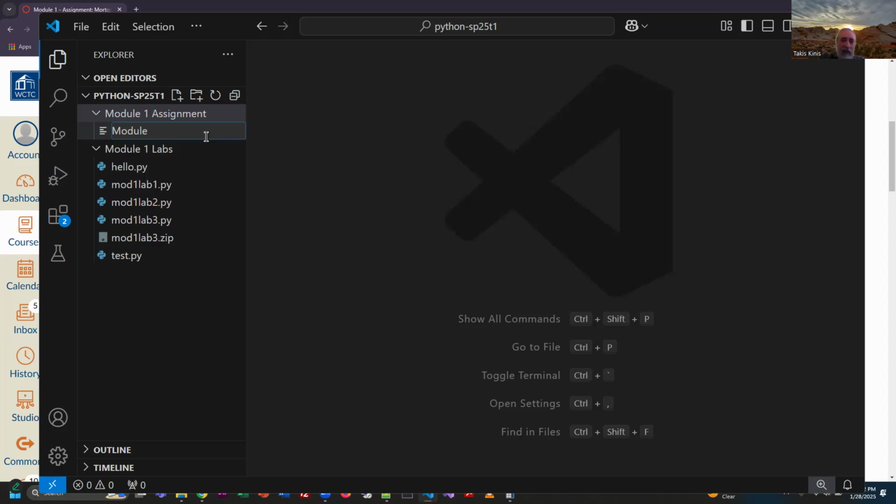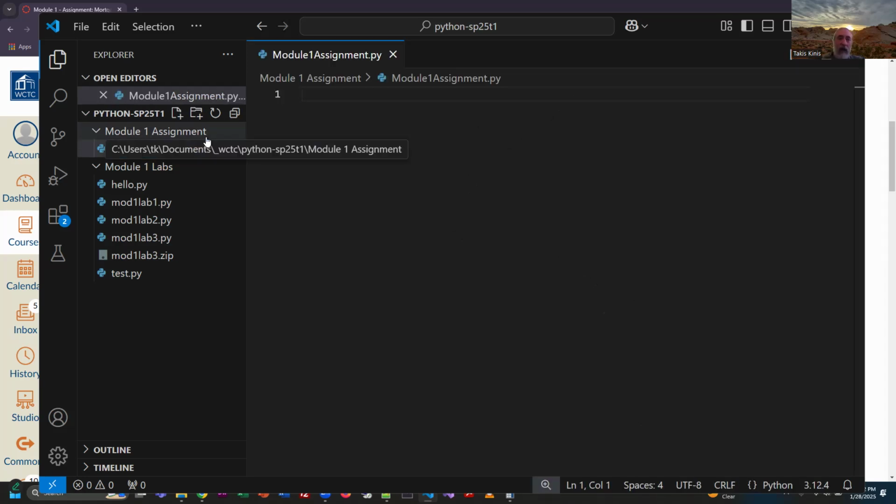But I'm a big fan of not putting spaces in my file names whenever I write software. This is just an old school quirk of mine. And then I'm just going to name this module 1 assignment.py. That's my naming convention. You want to call it something else, that's on you.